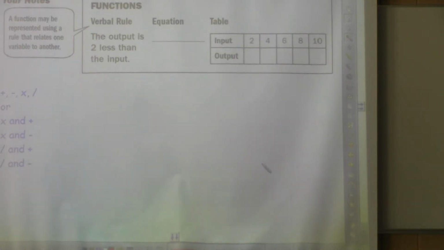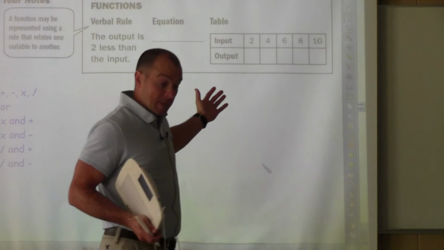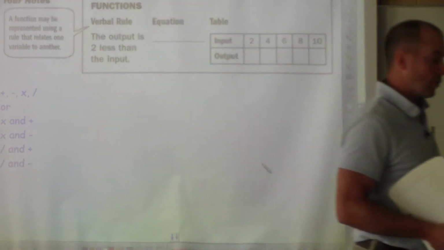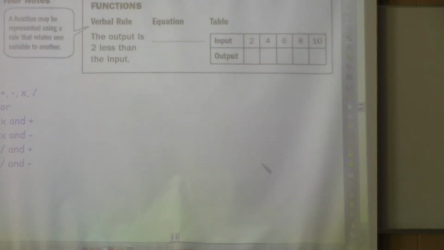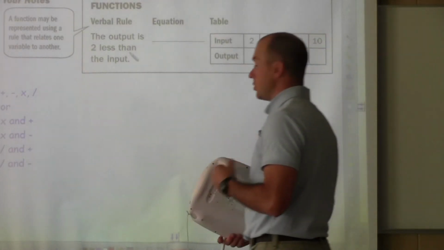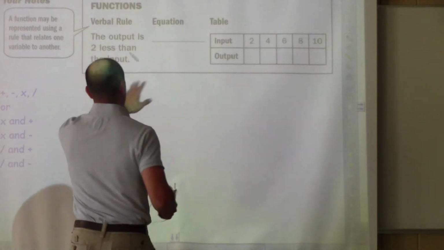So now we want to be able to represent functions. We've seen them in table format. Can we write rules for them? So verbally, if I said the output is 2 less than the input, well, let's think about table-wise first.